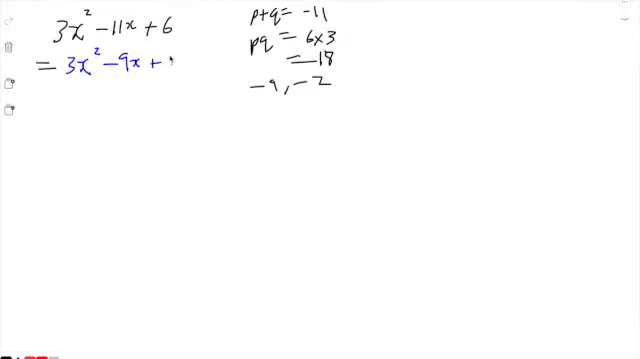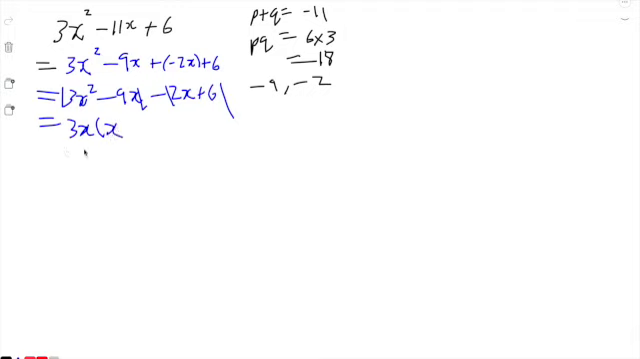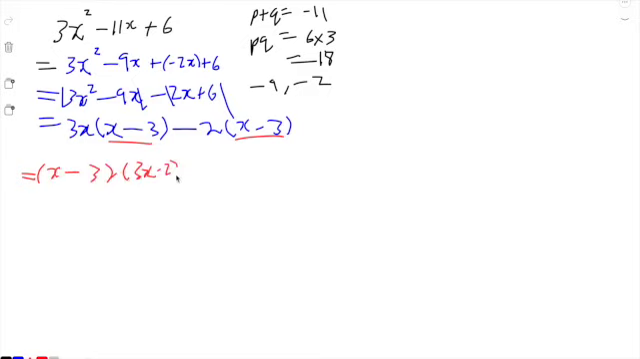3x squared minus 9x plus negative 2x plus 6. However, adding a negative is the same as subtracting a positive, so that's just 3x squared minus 9x minus 2x plus 6. We're going to separate the first two terms and we're going to factorize them to make 3x multiplied by x minus 3 minus 2 multiplied by x minus 3. We have a common multiplier, x minus 3. That is going to be one of the brackets, and the other is going to be 3x minus 2.